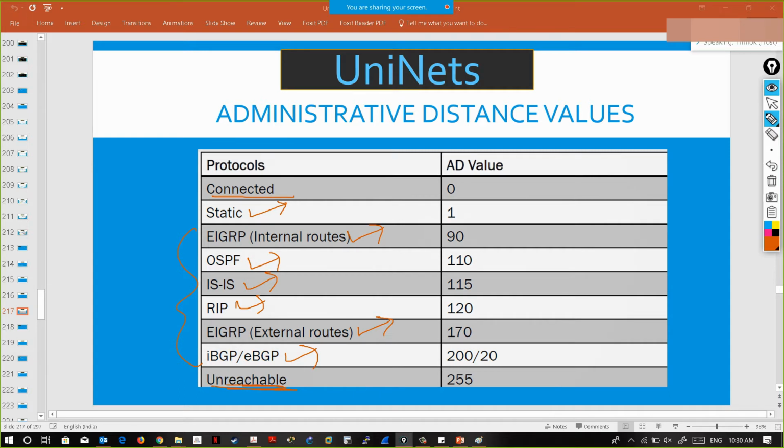And unreachable: if a route is receiving the information with 255, it means that it is unreachable. Okay, that's it. This chart is very important. You have to learn it by heart. It is the most important part of routing.